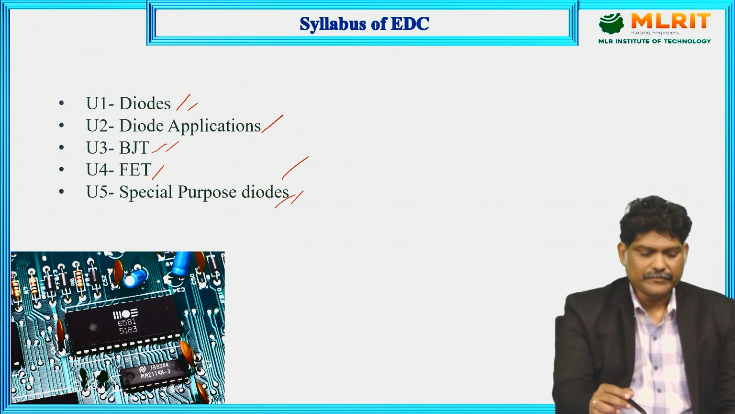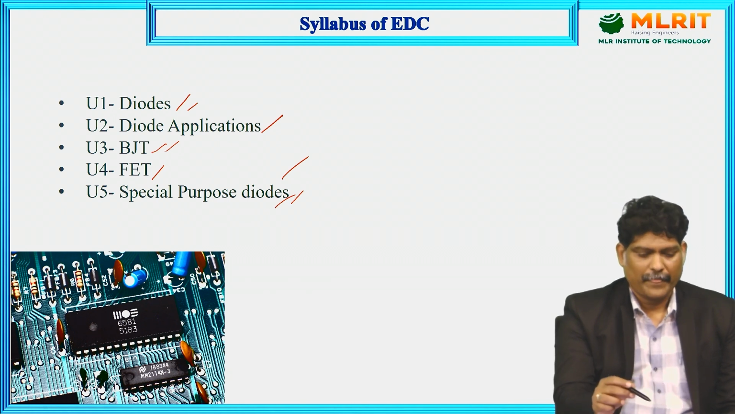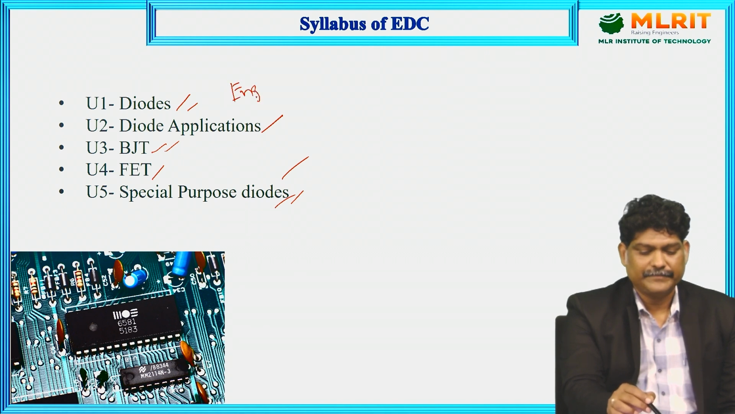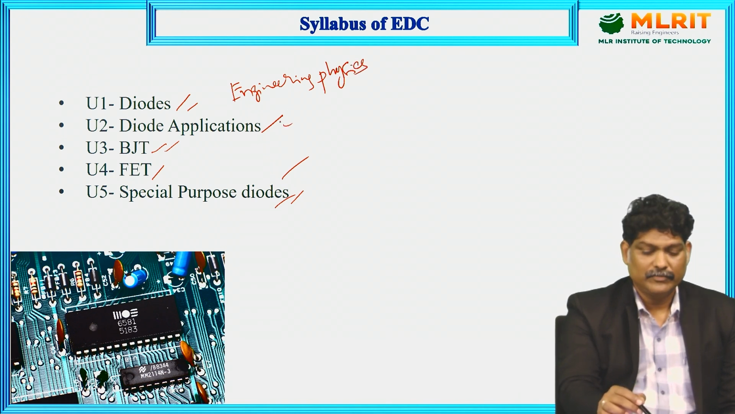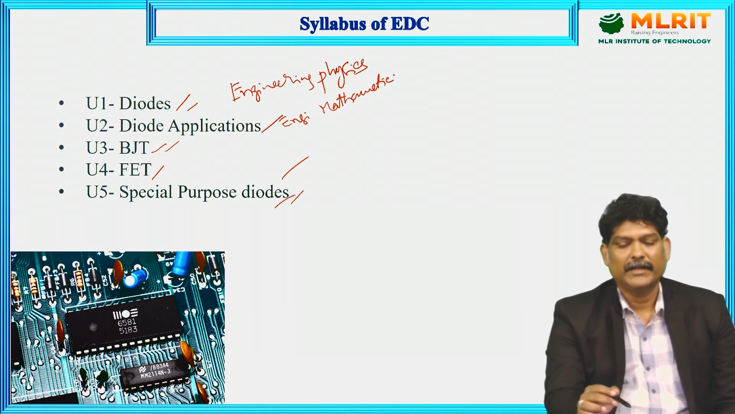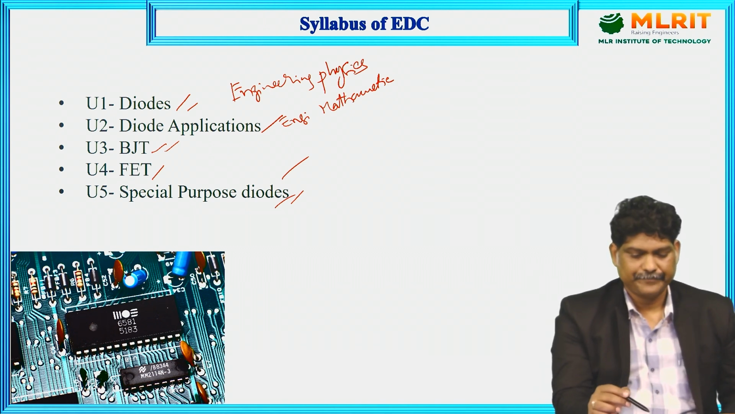Now, what are the prerequisites for this course? The main prerequisite for this course is engineering physics, and then you have to have minimum knowledge about engineering mathematics. So these are the important prerequisites for this course.